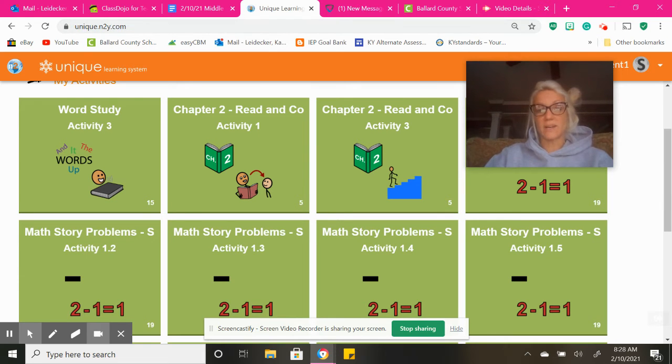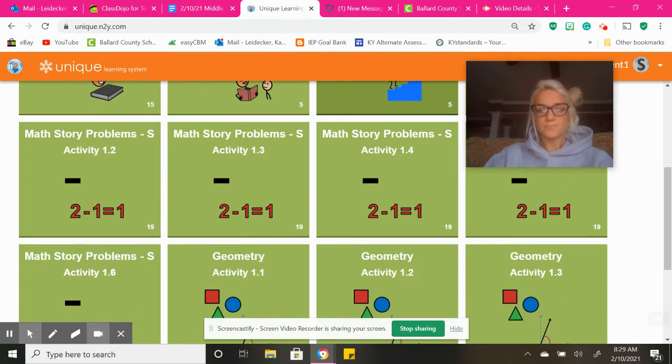Once you need a calculator in class, we would raise our hand and say, Miss Laudecker, I need help with this. Can I use a calculator? And then yes, I would allow you to do that. But don't just do it right off the bat. Try your hardest to do it without a calculator.